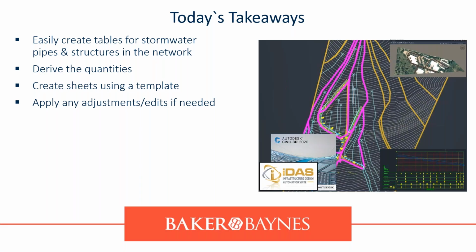So today what we looked at was we created the stormwater pipe and structure tables for the network. We derived the quantities as per SABS 1200. We created a sheet. I showed you a bit more of an insightful way to do it. You can apply it if you like or not. And then of course we applied any adjustments like labels and stuff like that where we needed.